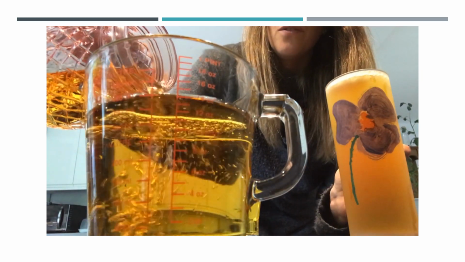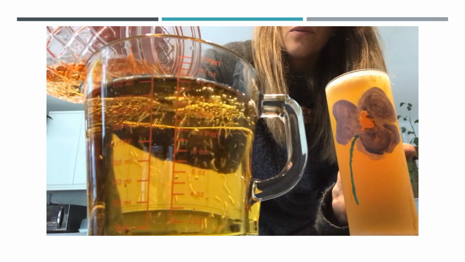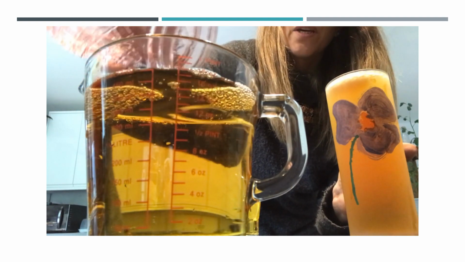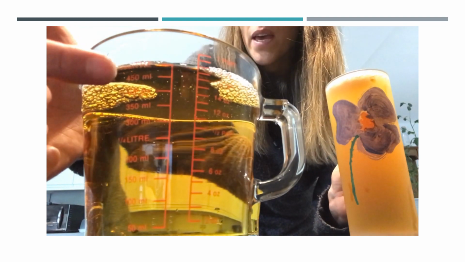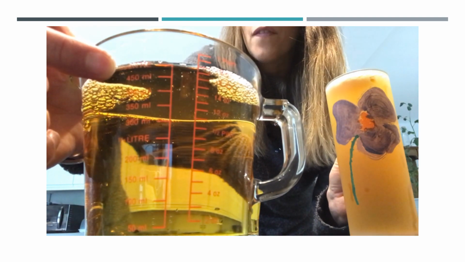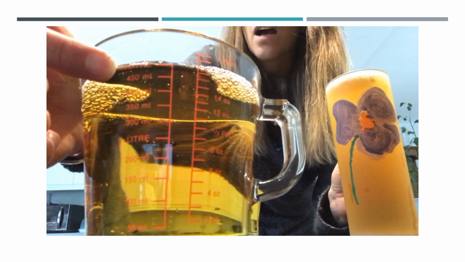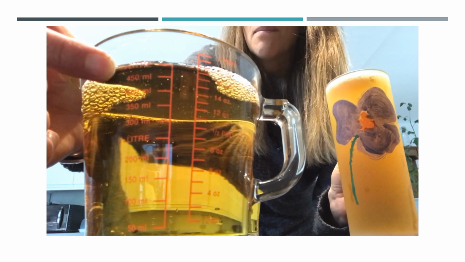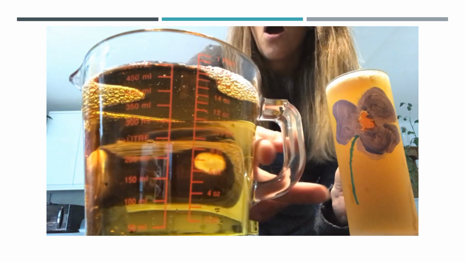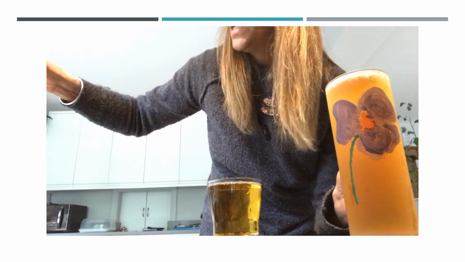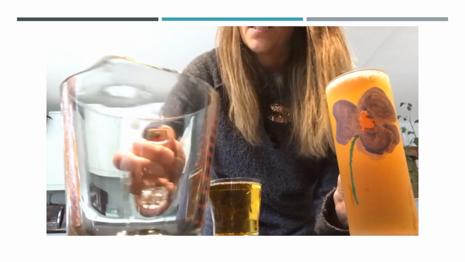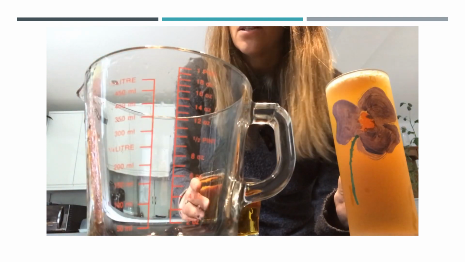Oh, it's getting quite full. There we go. So you can see by the scales at the top here that it says there is half a litre. So half a litre is 500 millilitres. Okay, so that's half a litre in that one, 500 millilitres. Let's have a look at the one in the middle.